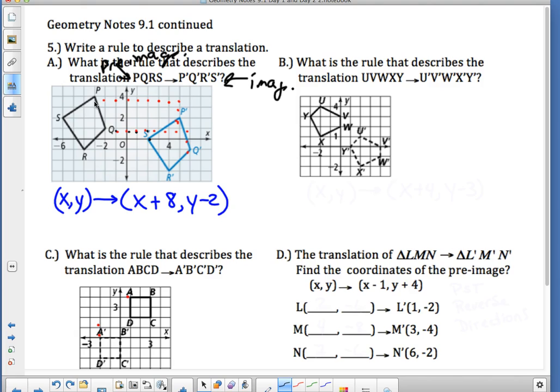Okay, so keep that in mind as we're going. Now, what is the rule that describes the translation UVWXY to U prime, V prime, W prime, X prime, Y prime? Go from the solid image to the dotted image. Remember, corresponding points, check 2. Some people go, oh, I'm just going to check 1. Number one way to get it wrong, because you're just going to go from one point on the pre-image to another point on the image and they don't correspond.